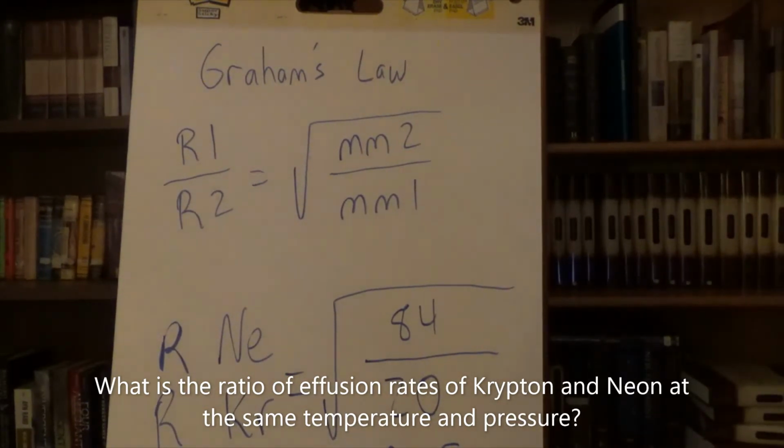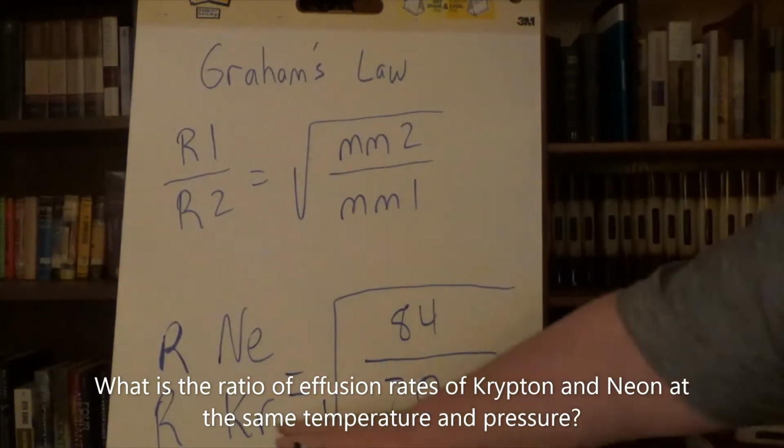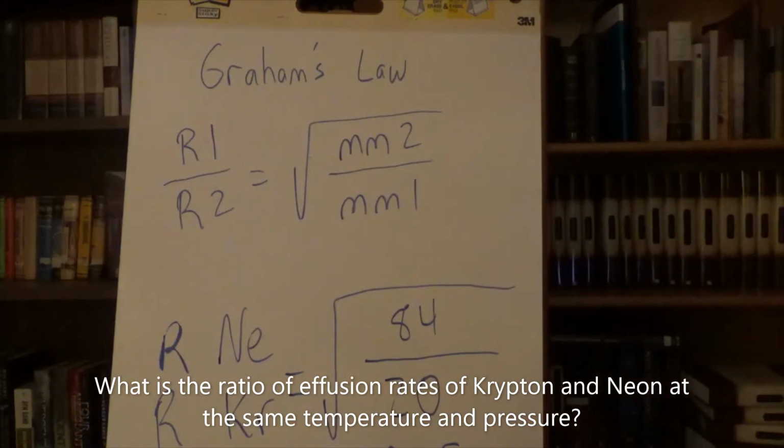So, neon effuses 2.05 times quicker than krypton. That's what that means. That's the meaning in plain English.